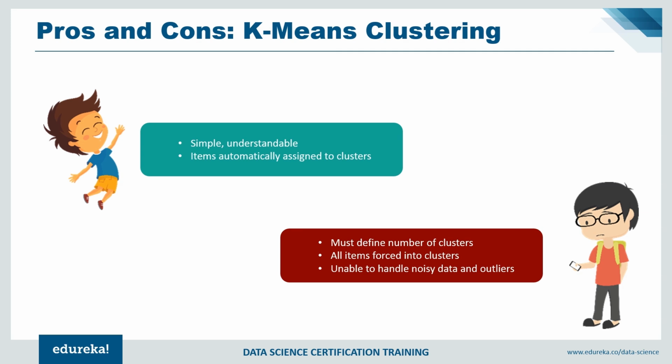Now, if we have a look at the cons, first of all, one needs to define the number of clusters. This is a very heavy task, as whether we have 3, 4, or 10 categories, if we do not know what the number of clusters is going to be, it's very difficult for anyone to guess the number of clusters. Now, all the items are forced into the clusters. Whether they actually belong to any other cluster or category or not, they are forced to lie in the category to which they are closest. Again, this happens because of not being able to guess the correct number of clusters.